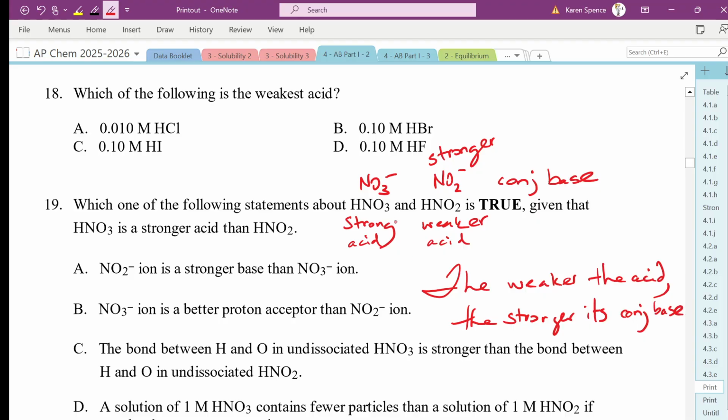And that means that since this one is stronger, this is going to be weaker, so it's going to be A. Is that good? Justin and then Amy. Yeah. Yep. FRQ number 7. Yep.